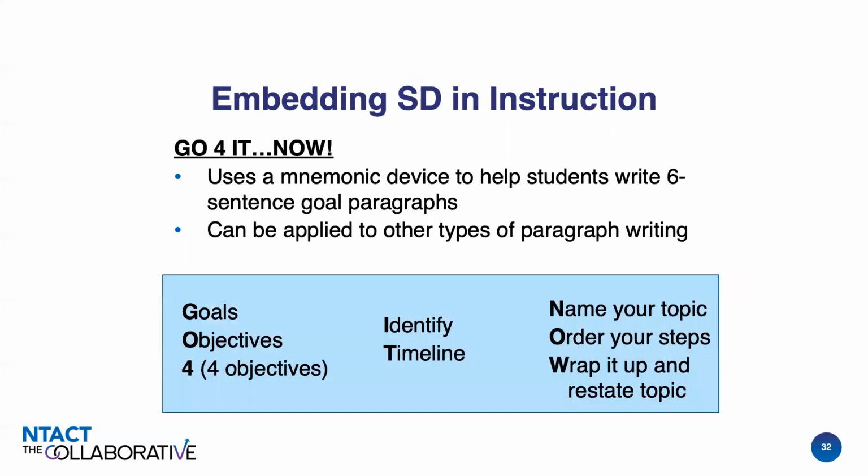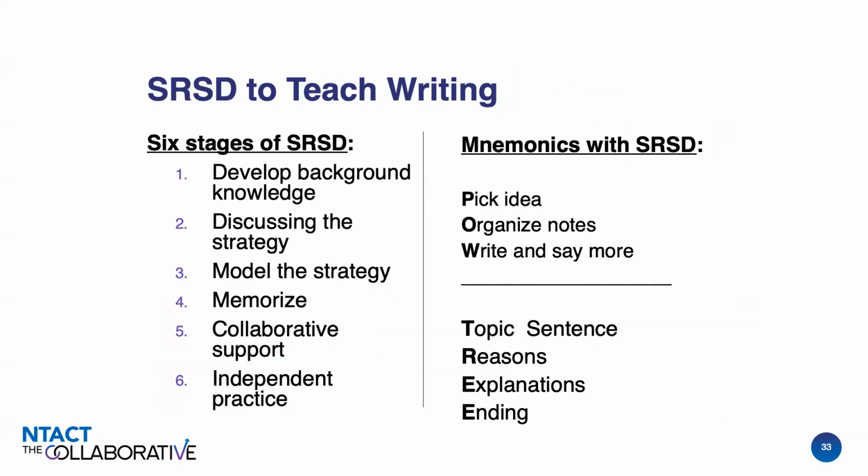Go For It Now uses a mnemonic device displayed in the blue box to help students write 6-sentence goal paragraphs. The mnemonic can be applied to other types of paragraph writing as well.